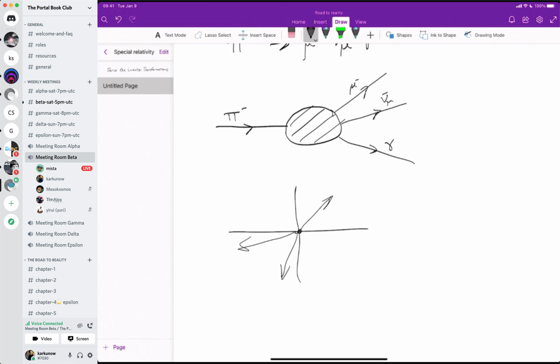It's a little floppy, but do you see how I drew this here? It's applying the same conditions: the sum of the momenta beforehand must be equal to the momentum after. And this could be the 3-momentum or the 4-momentum.